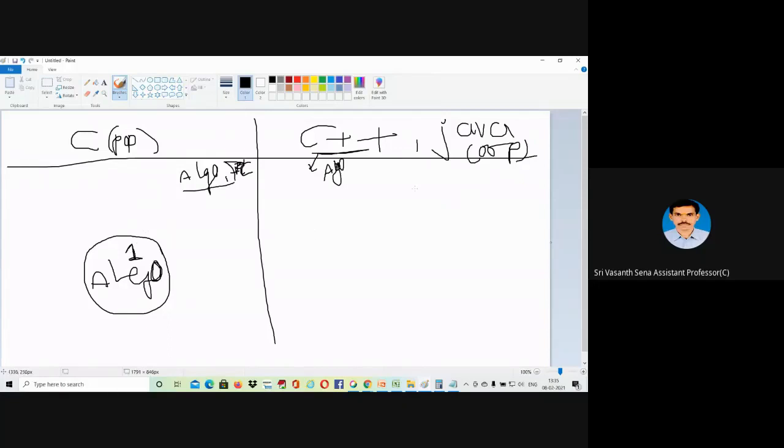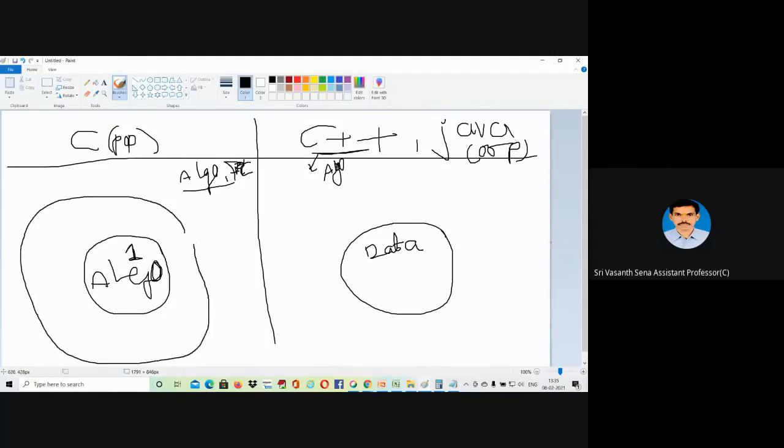Next, object oriented programming languages follow a data centric approach. If I talk about a procedural programming language like C, the algorithm is first. What about the data? Is there no data? Yes, there is data, but the data takes second priority. First priority goes to algorithm, and second priority goes to data in procedural programming languages.